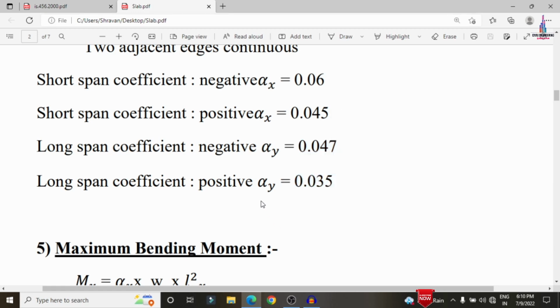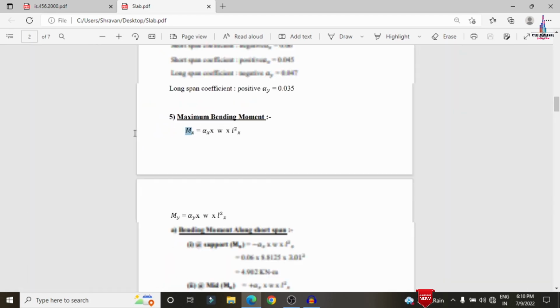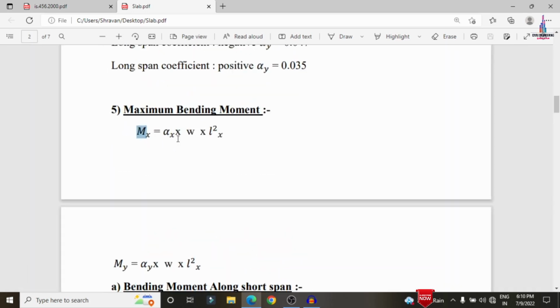Basically, we need to calculate the value of the bending moment. For calculation of the bending moment, we have the formula alpha into W into L square. In the x direction we take alpha x into W into Lx square, and in the y direction we consider alpha y into W into Ly square. Okay, y, not x here.